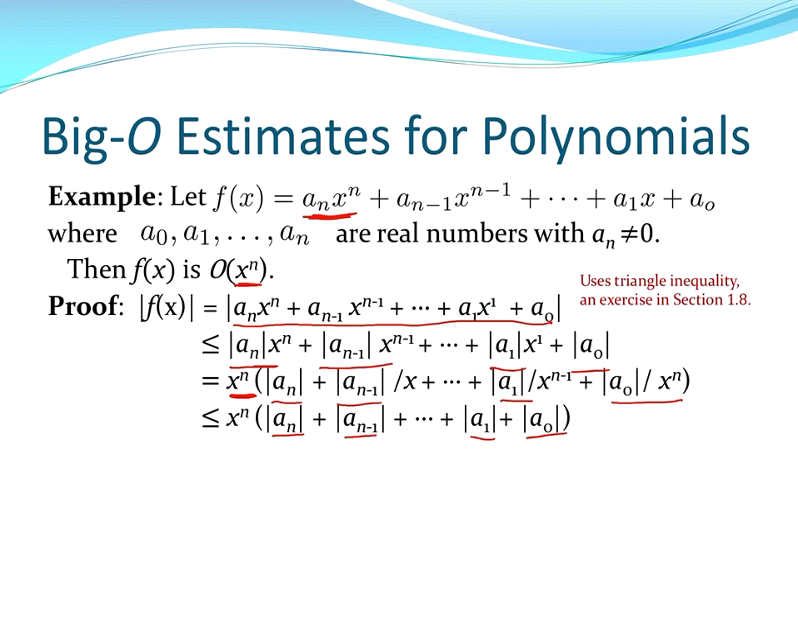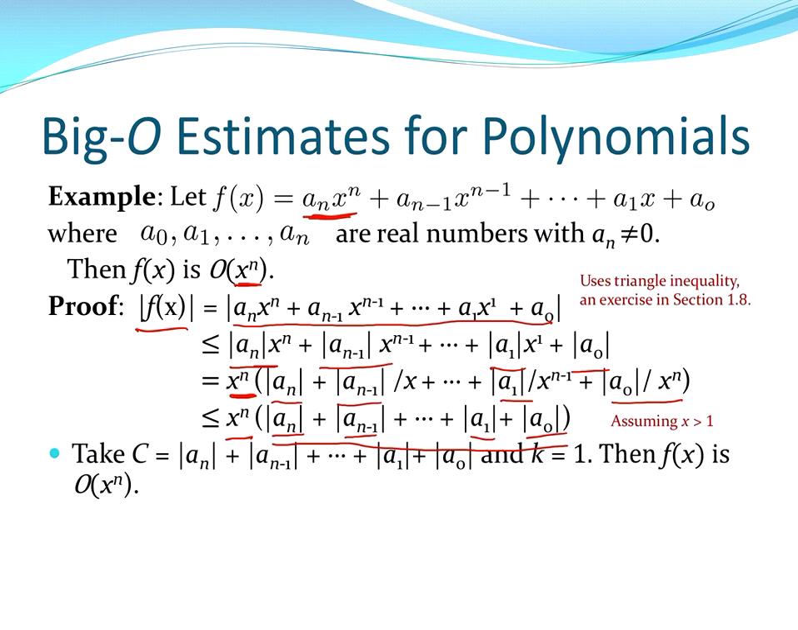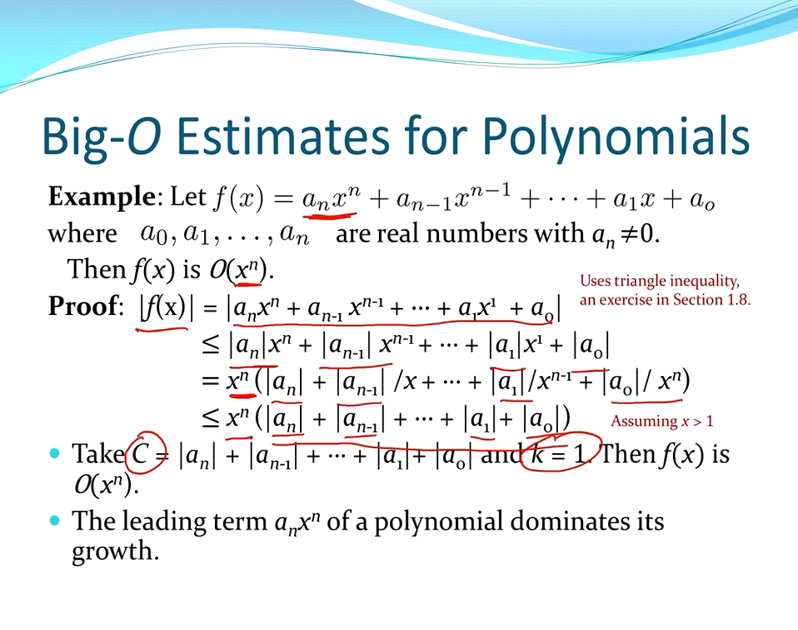And that gives us a constant that says f of x is less than or equal to x to the n times that sum. So if we take c to be the sum of the absolute values of the coefficients and k to be 1, then there's witnesses that f of x is big O of x to the n. As I said, the leading term or the highest order term of the polynomial dominates its growth.